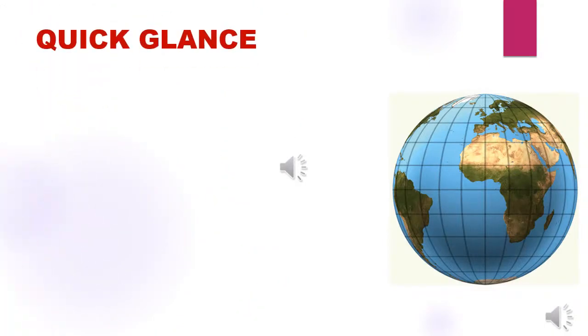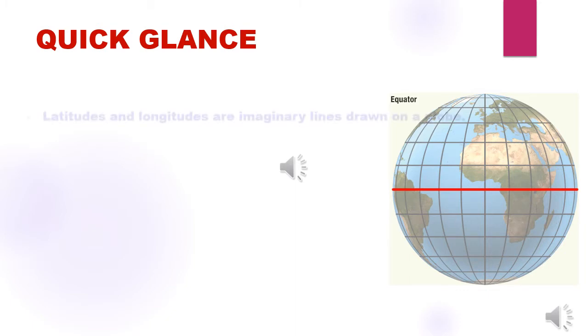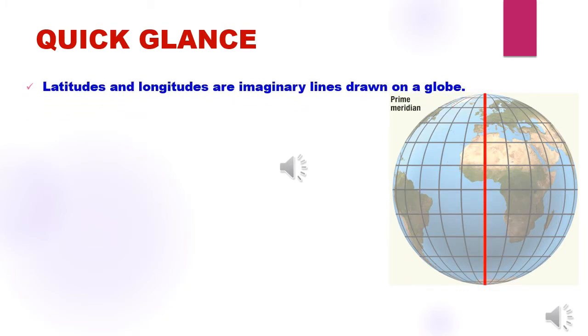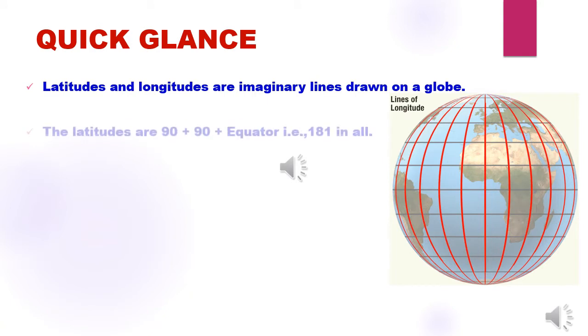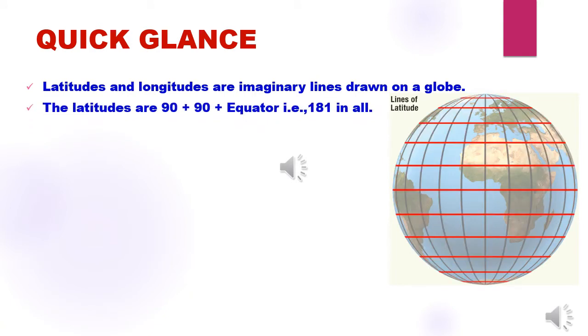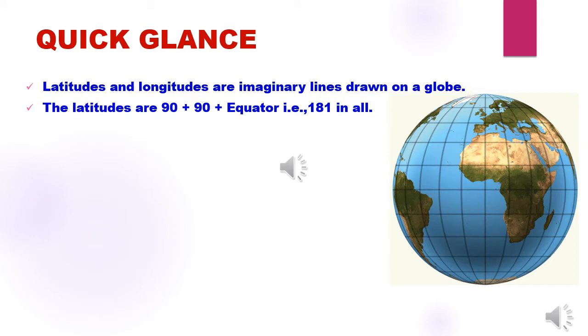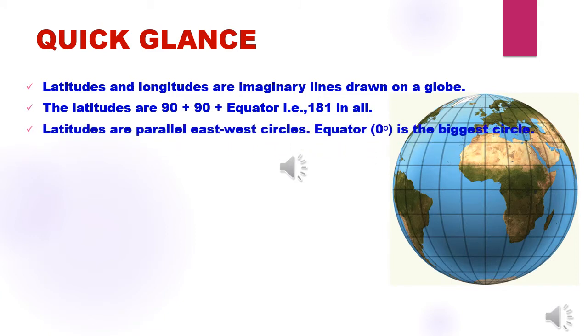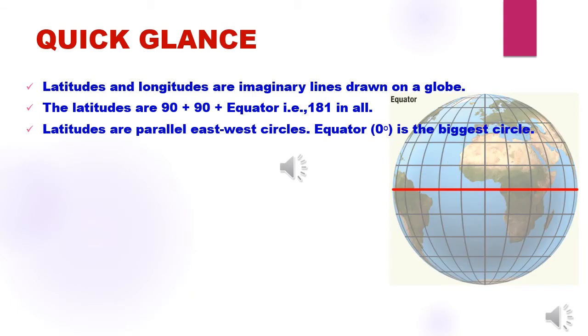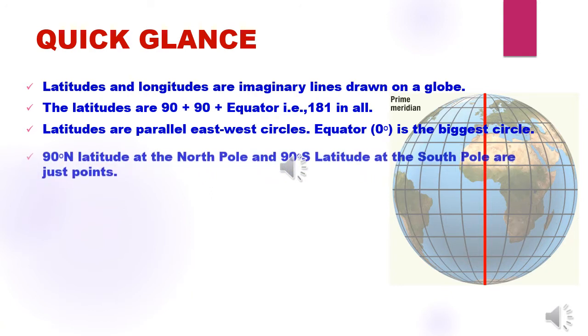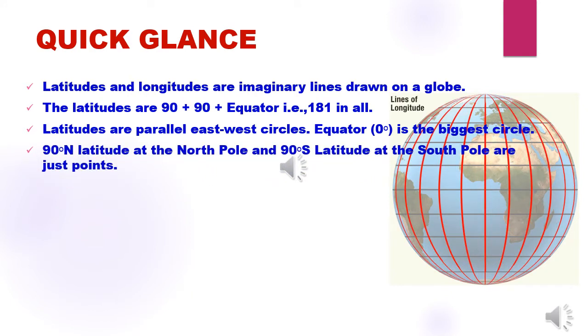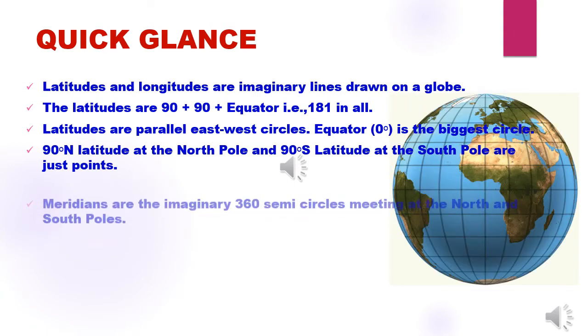Children, now let us see a quick glance of this chapter. Latitudes and longitudes are imaginary lines drawn on a globe. The latitudes are 90 plus 90 plus the equator, and that is 181 in all. Latitudes are parallel east to west circles. The equator, 0 degree, is the biggest circle. 90-degree north latitude at the North Pole and 90-degree south latitude at the South Pole are just points.